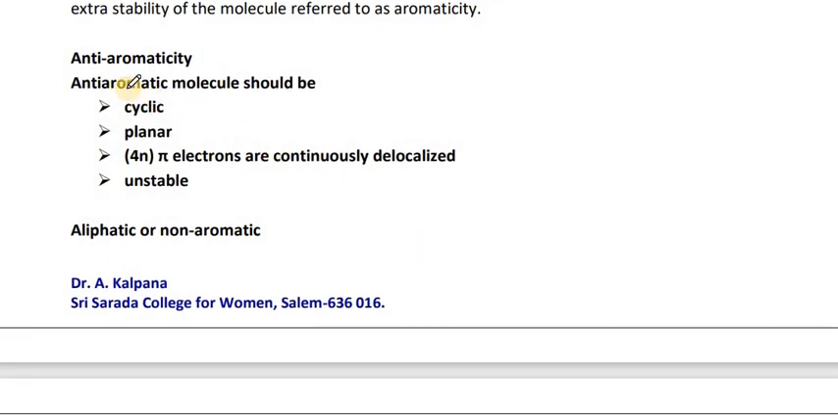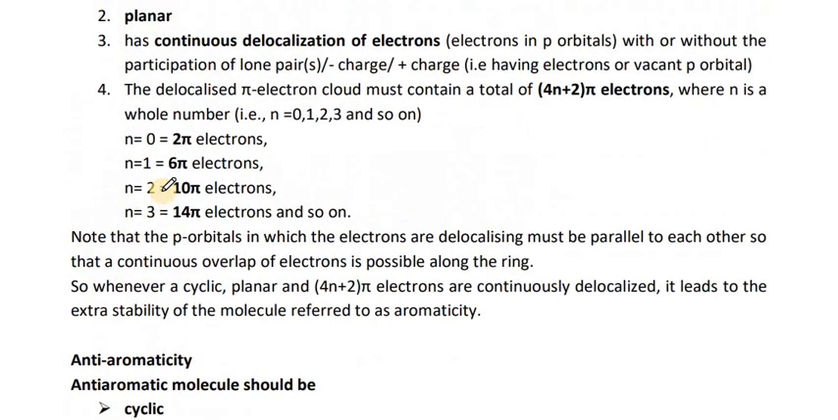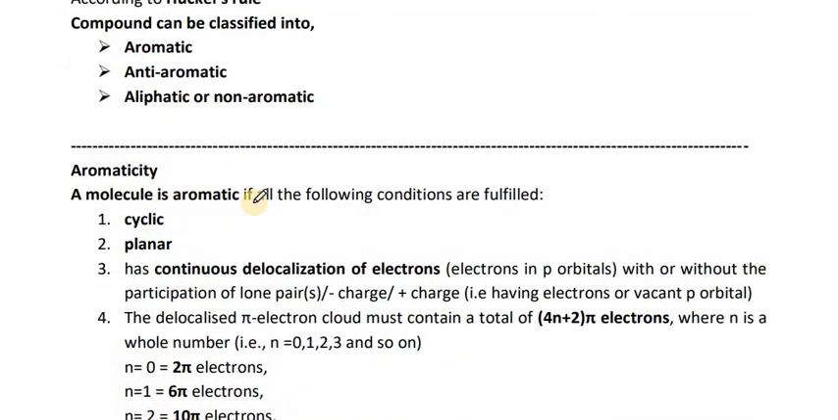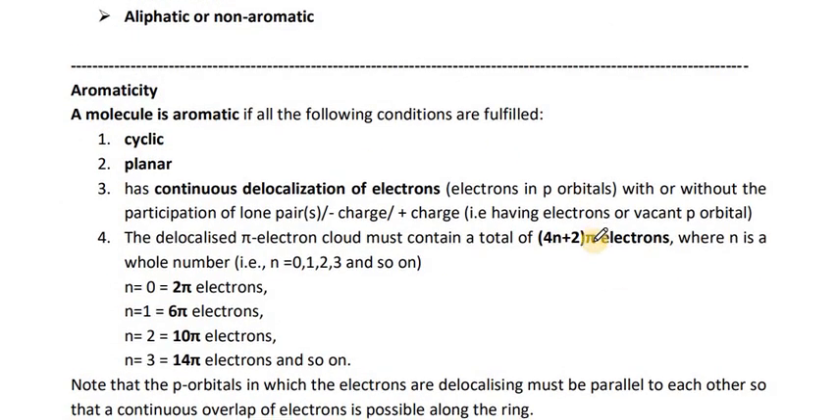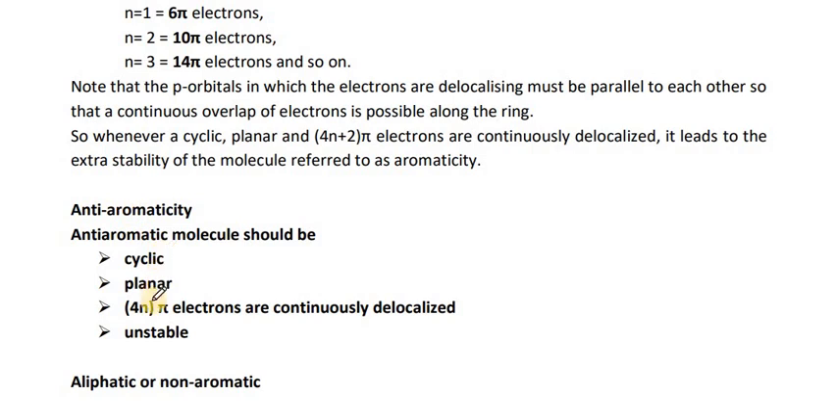According to Huckel, what is an anti-aromatic compound? Anti-aromatic compounds are cyclic, planar, but they will have 4n pi electrons which are continuously delocalized. And all the anti-aromatic compounds are unstable in nature. The only difference between aromatic and anti-aromatic compounds is that aromatic compounds will have 4n plus 2 pi electrons and anti-aromatic compounds will have 4n pi electrons.